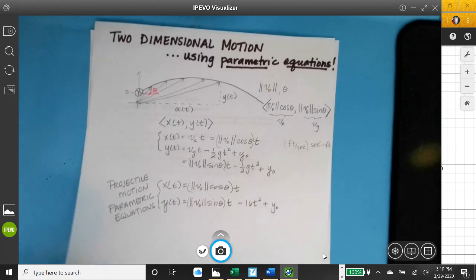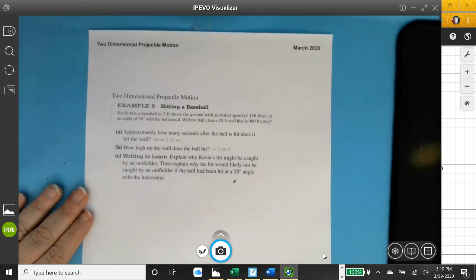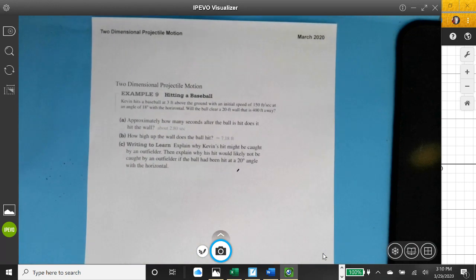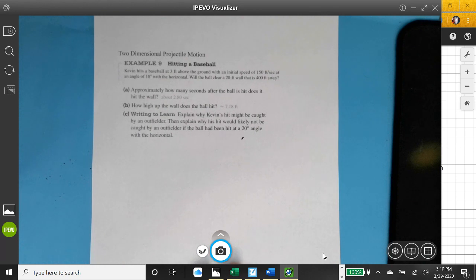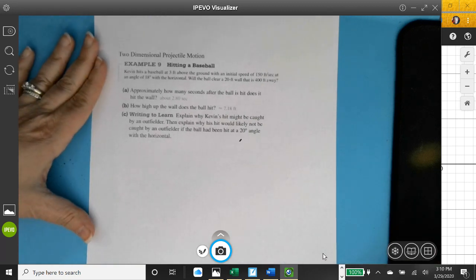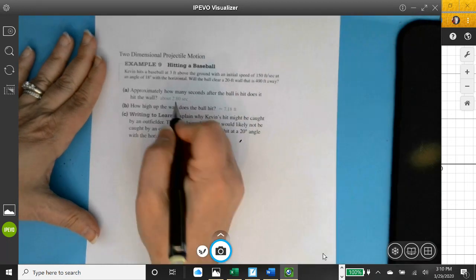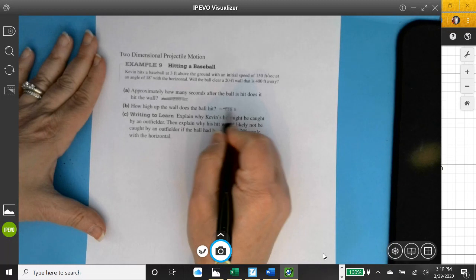All right, let's do an example. This is from the book, example number 9. Let's say Kevin is hitting a baseball 3 feet above the ground with an initial speed of 150 feet per second at an angle of 18 degrees with the horizontal. Will the ball clear a 20-foot wall that's 400 feet away? I'm going to cover these answers up, okay?